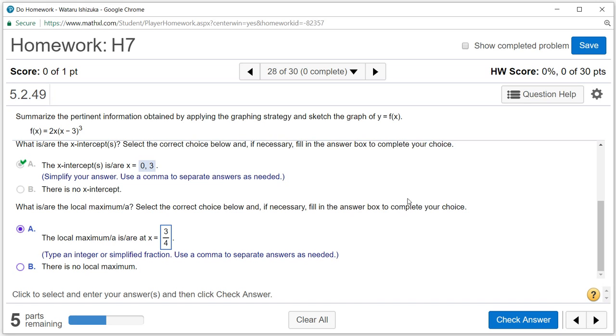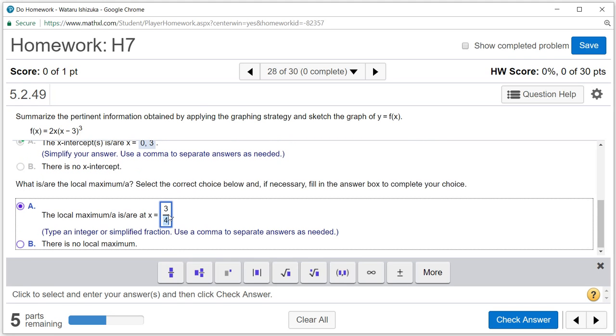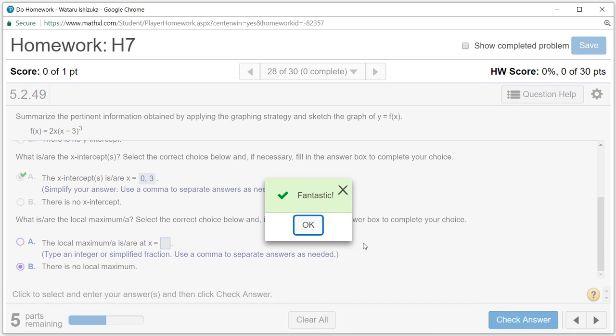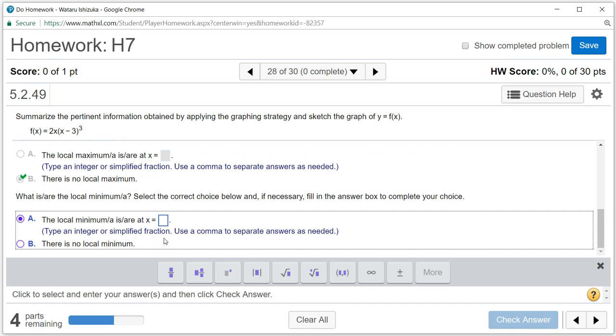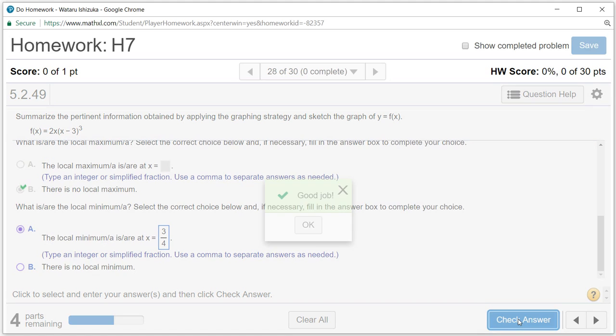In this case, we actually don't have a local maximum, so we just have to click on that. And so I have to get rid of this guy too. So here, there's no local maximum. I was looking at the local minimum. All right, let's check the answer. We got that. Then local minimum is at 3/4. Then check the answer. We got that.